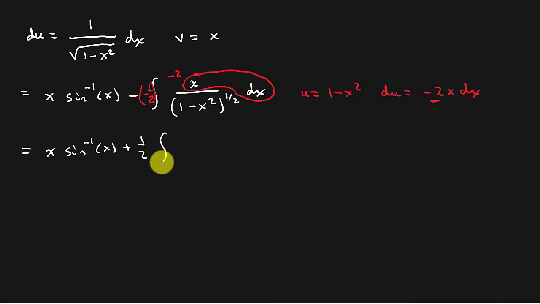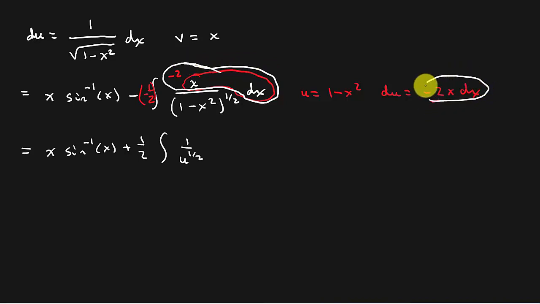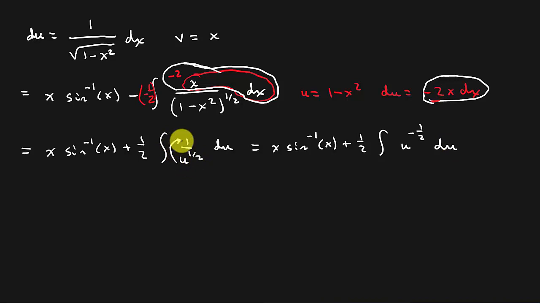And now I make my substitutions. So I'm going to plug u in for 1 minus x squared. So that's 1 over u to the 1/2. And then in the place of this negative 2x dx, I'm going to replace that with du. All right. And so now this is going to give me x inverse sine x plus 1/2 integral u to the negative 1/2 du. I need to move this up into the numerator.